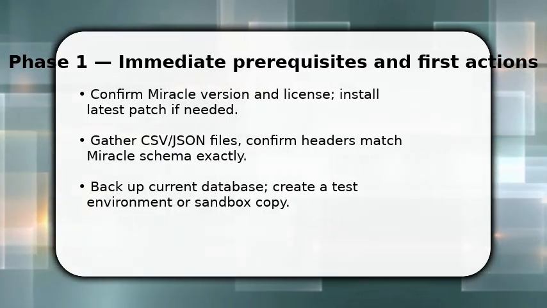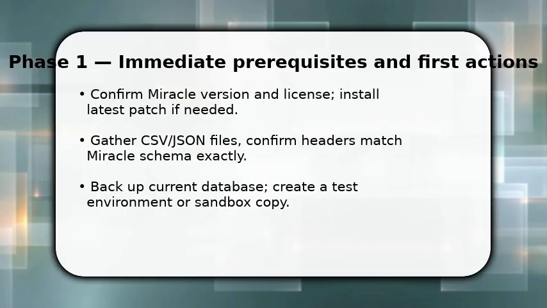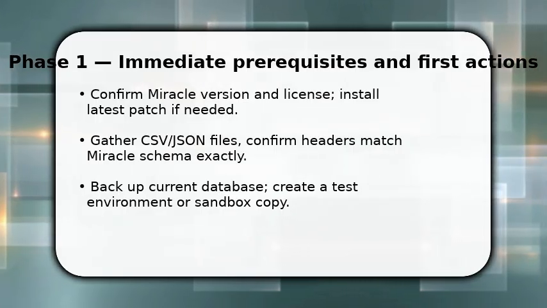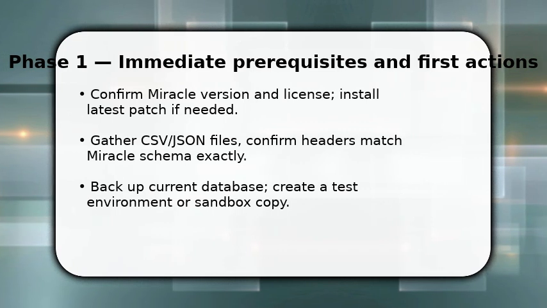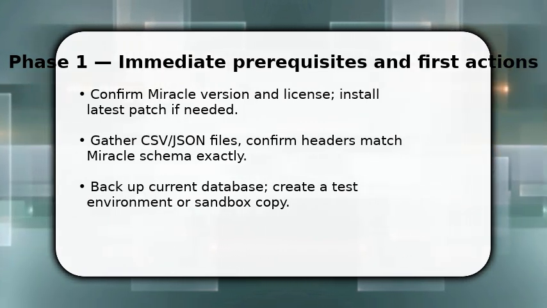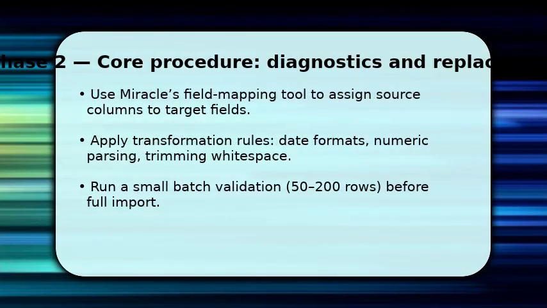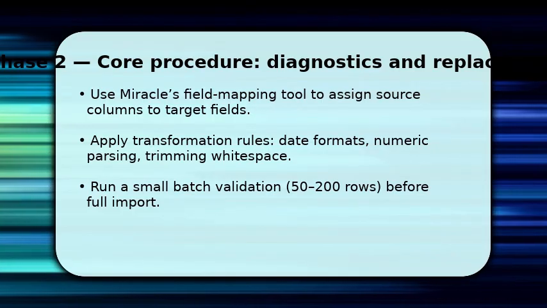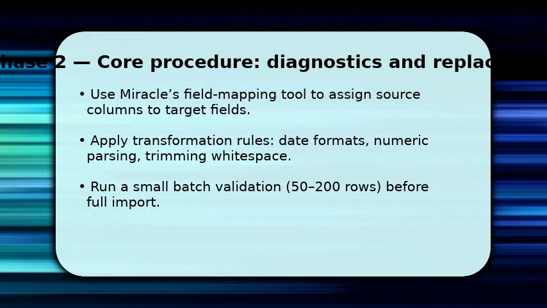This protects production. Then open Miracle's import module, select the sandbox environment, and choose your file. This starts the import workflow immediately, so stay ready to map fields. You now map fields in Miracle. Use the field mapping tool to connect each source column to the target field and apply transformation rules where needed. For example, convert dates to ISO, parse decimals with period separators, and trim whitespace to prevent duplicates.